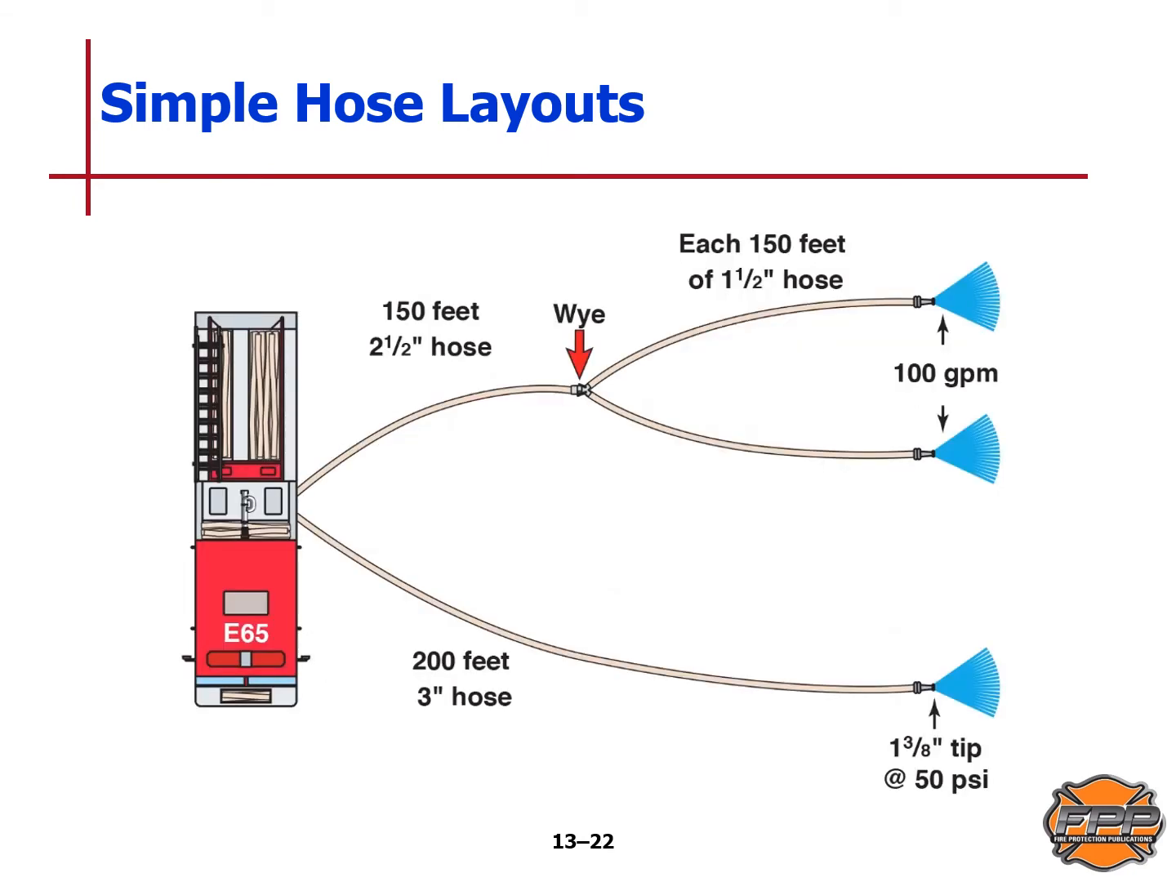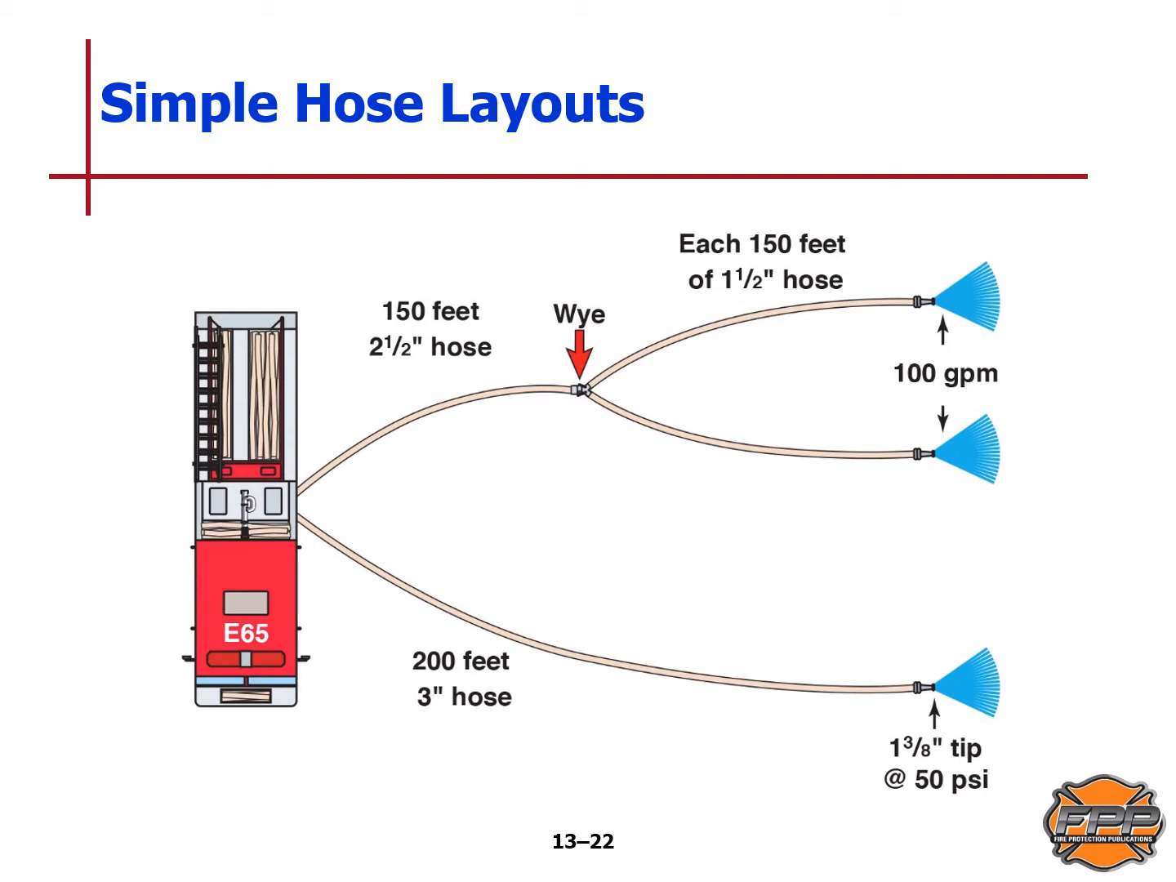So what we see here is the diagram of the pumper. We see two lines. One is 150 feet of 2.5 inch hose. The other is 200 feet of 3 inch hose. On the 150 feet of 2.5 inch hose, we see a Y that's splitting into two lines, each of 150 feet of 1.5 inch hose, and they're producing a discharge of 100 gallons per minute each.